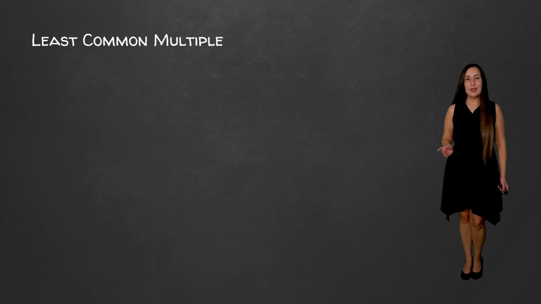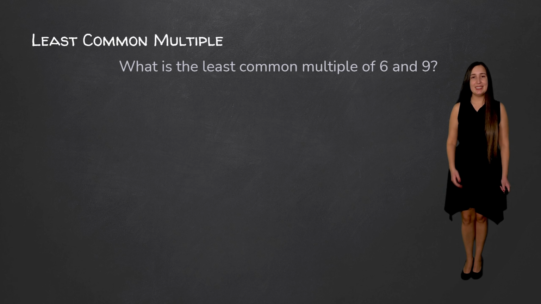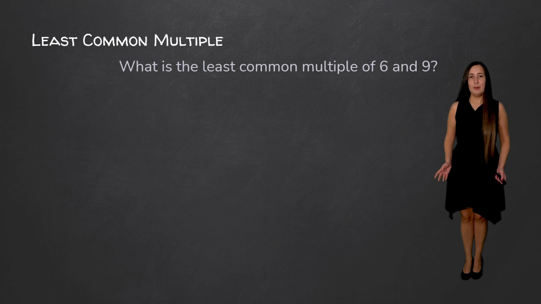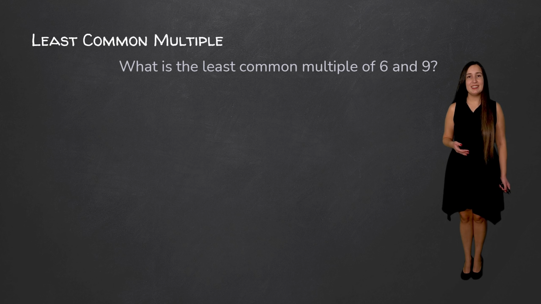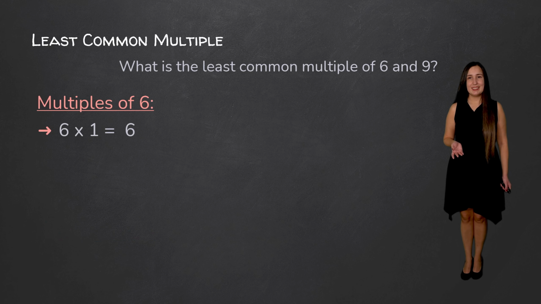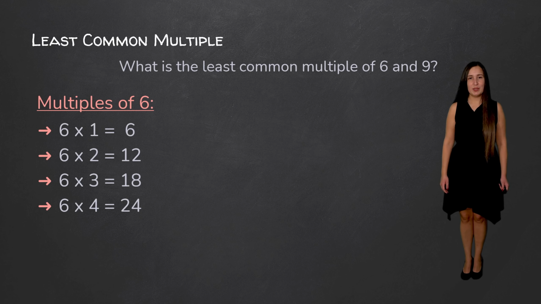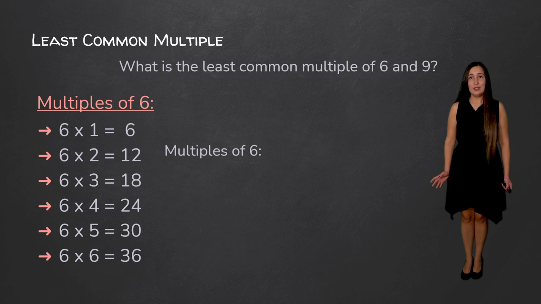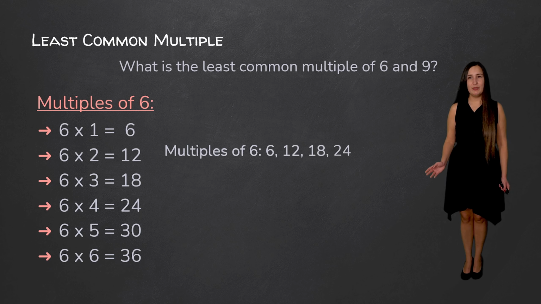Alright? So let's do another example. What is the least common multiple of 6 and 9? Before we begin, we have to list out multiples of 6 and then multiples of 9 and see what they have in common. So let's start off with 6. We know that 6 times 1 is 6, 6 times 2 is 12, 6 times 3 is 18, 6 times 4 is 24, 6 times 5 is 30, and 6 times 6 is 36. So our multiples of 6 include 6, 12, 18, 24, 30, 36, and so on.